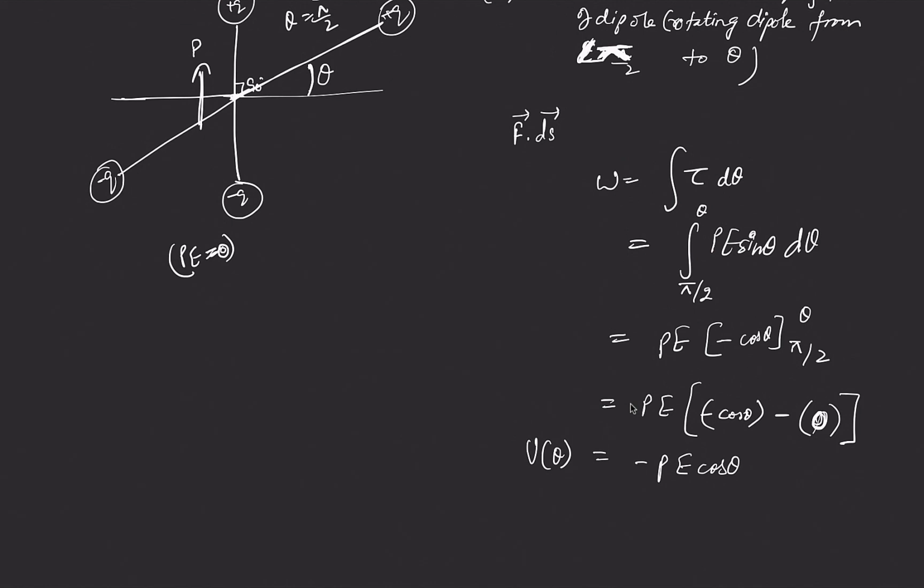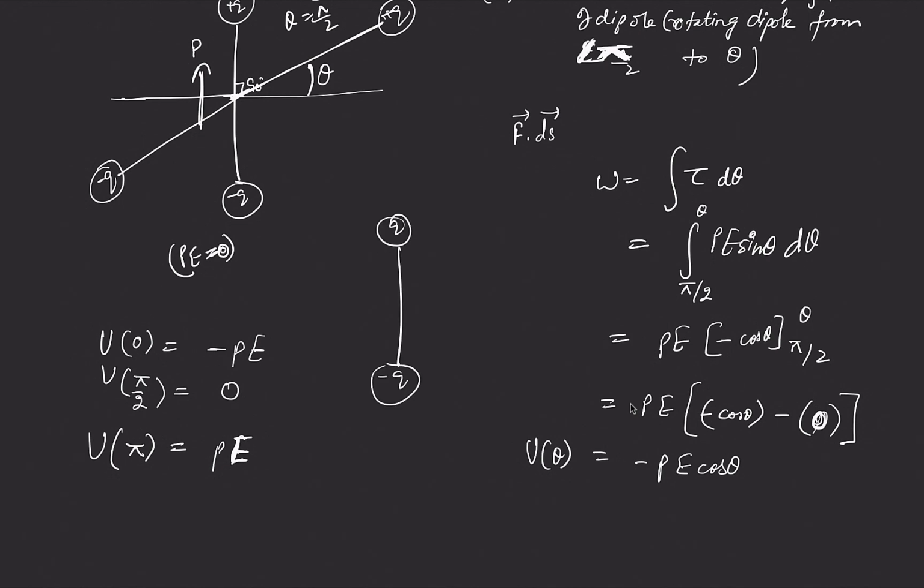So we can see that potential energy at an angle of 0 degrees is minus PE, a negative potential energy. Potential energy at an angle of 90 degrees is 0. Potential energy at an angle of 180 degrees is PE, which is a positive potential energy. So basically in this position potential energy is 0. In this position potential energy is equal to minus PE, which is a negative potential energy, and in this position potential energy is equal to PE, which is a positive potential energy.